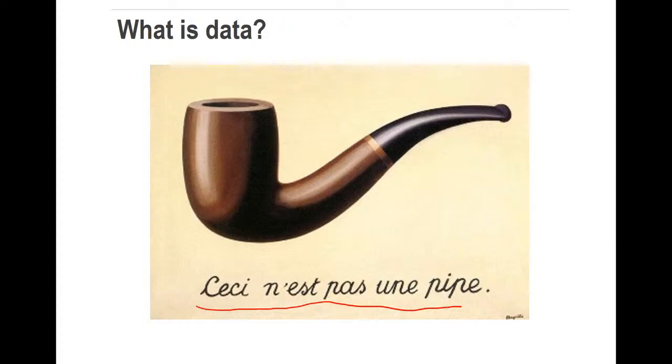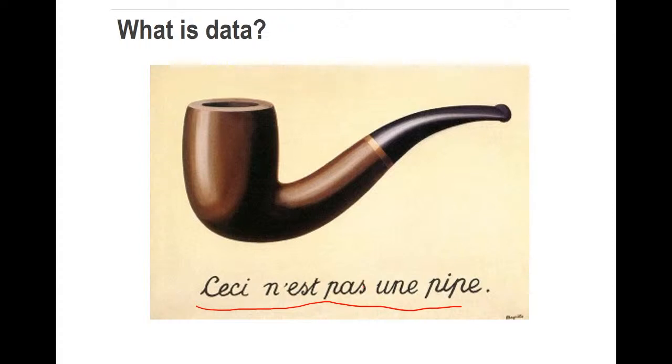Right? And again, this may strike you as weird because, well, it looks like a pipe, but it says this is not a pipe. And in fact, Magritte is actually perfectly right in a sense that this is not a pipe. This is a drawing of a pipe. It represents a pipe.